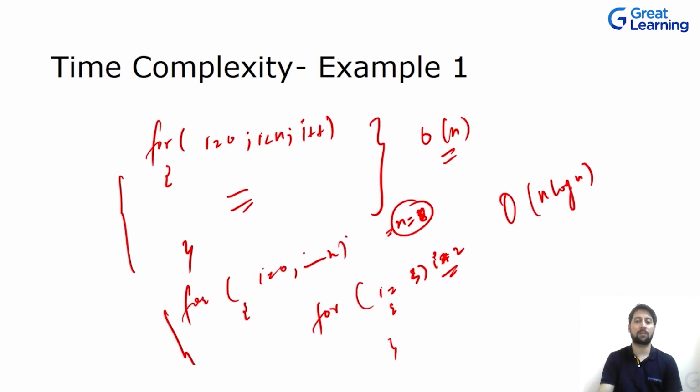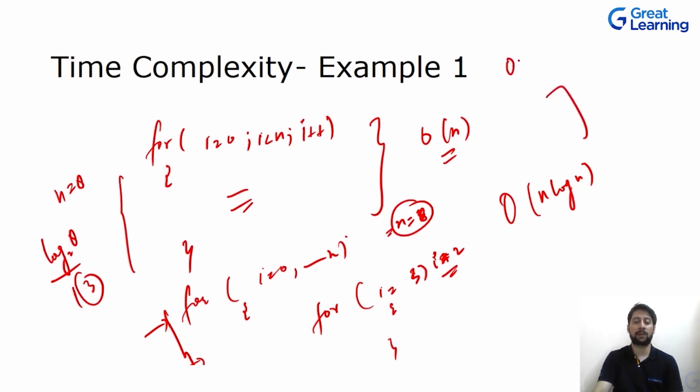Now, why is it n log n? Because if you observe carefully, the number of operations that I told you is 8. So the outer loop is working 8 times and the inner loop is working log of 8 to the base 2, that is 3 times. So what will be the total time complexity? It will be big O of n plus big O of n log n. Okay, this will be the time complexity.